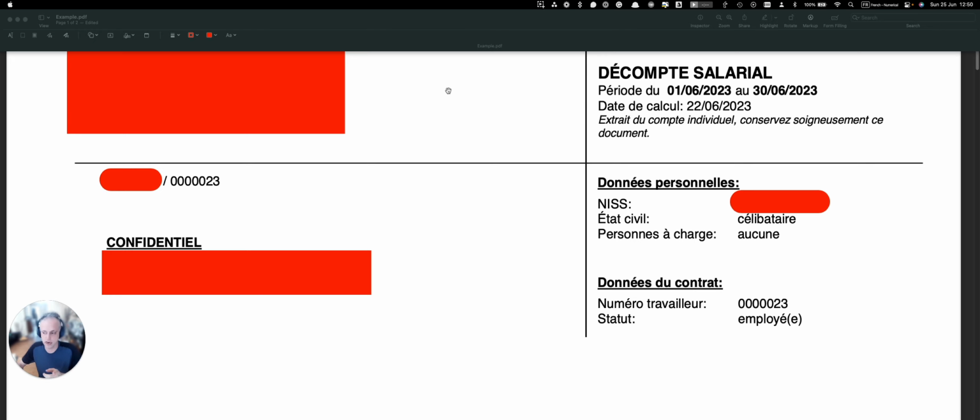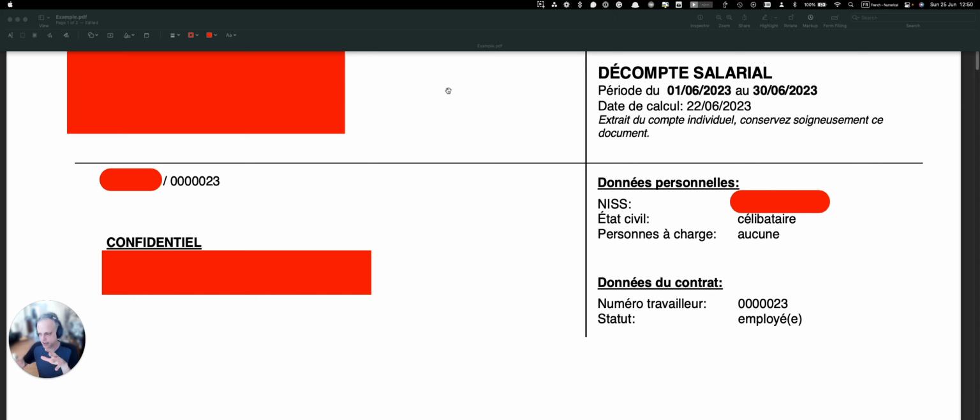So I'm just taking here an example, a real example, a recent example of a payslip generated by SD Works, which is a Belgian payroll provider, one of the best actually. And I took out all the personal information about the employer and the employee, to make it general and also for confidentiality reasons, of course.